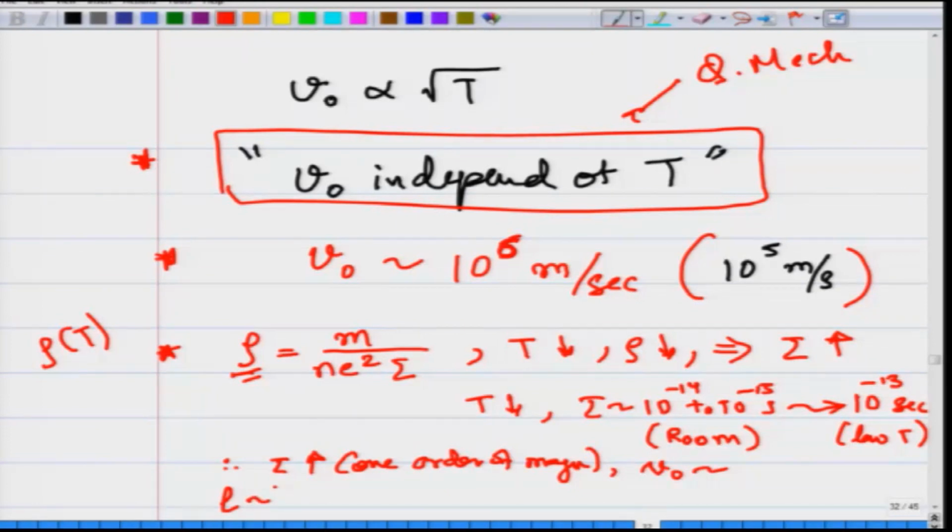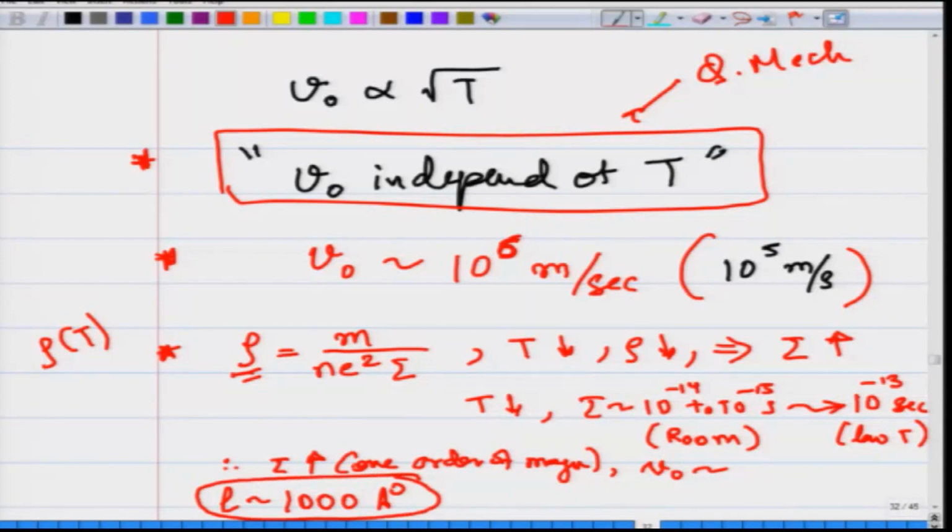So, if you calculate the mean free path now, instead of 1 to 10 angstroms, which was obtained in Drude's model, it can increase to almost 1000 angstroms, 100 to 1000 angstroms. There is a large increase in mean free path because once you include the quantum mechanical effects, you will find that the mean velocity of the electron is independent of temperature. It increases to around 10 raised to 6, and scattering time also increases. So, the mean free path is no longer about 1 angstrom, but it is a few orders of magnitude larger.